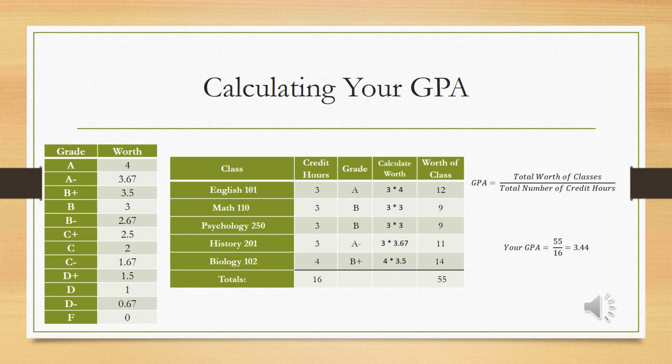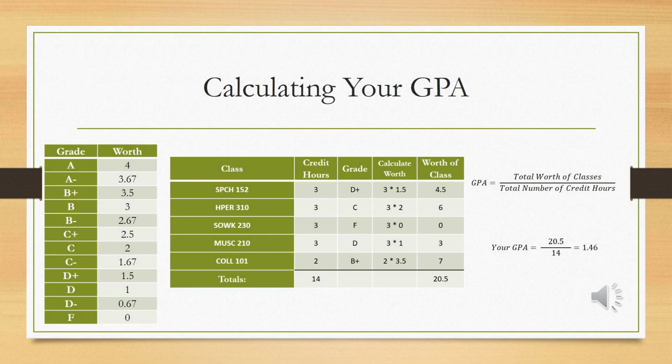3 times 4 is 12. After doing that for each course, you add up the total worth of the classes, which is 55, and the total number of credit hours, which is 16. Then you take 55 divided by 16 to get a GPA of 3.44.